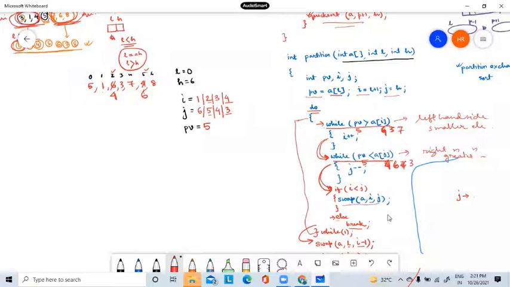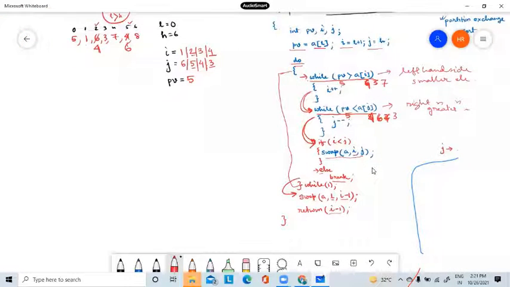After coming out from the do while loop, it will face the swap function for this statement. For the swap function, L is 0. And what is I minus 1? I is 4. I minus 1 is 3. So it will interchange the 0th index value and the 3 index value. These two elements will be interchanged. So 3 will come here and 5 will come here. Now it becomes 3, 1, 4, 5, 7, 6, 8, and then we return I minus 1.